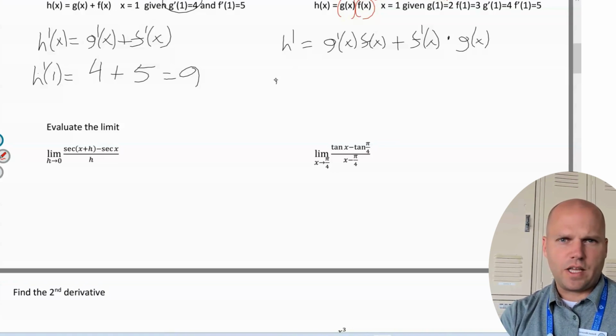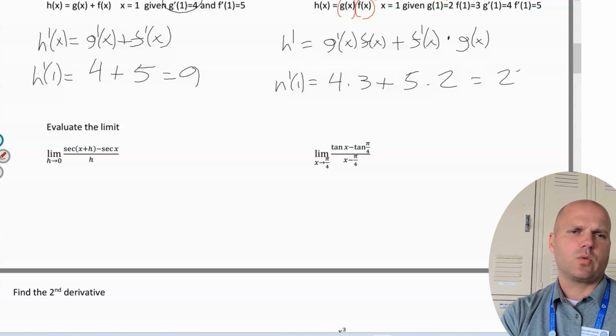And then if I want h prime of 1, I need g prime of 1, the slope of g at 1, which is 4, and then f of 1, which is 3, the slope of f at 1, which is 5, g of 1, which is 2. I get 12 plus 10, which is 22.